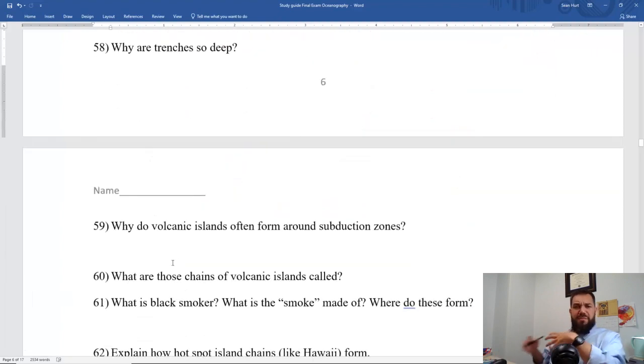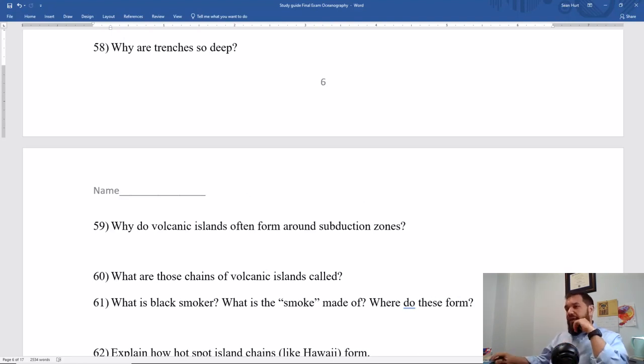Why are trenches so deep? It's where the ocean crust is sinking back into the mantle. Okay, so you would imagine it'd be very deep. This ocean crust is literally sinking back into the mantle. It goes all the way down, by the way. That ocean crust is going to go all the way down to the core. It'll literally sink all the way down to the core eventually.